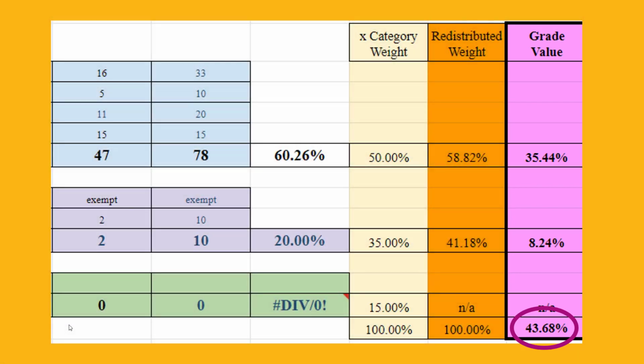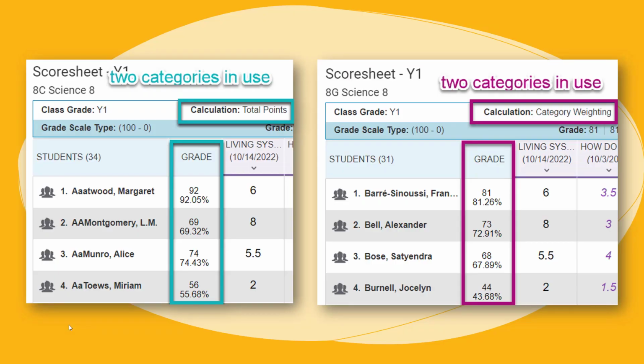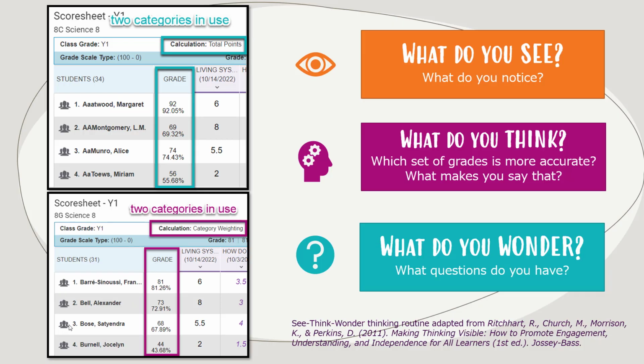Let's look at the 2 classes side by side now. What you can't see in these pictures is that there are 2 categories in use for both classes. All scores for the first 4 students of each class are identical on each assignment.